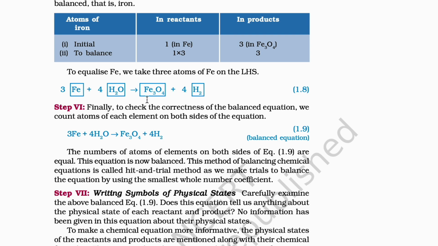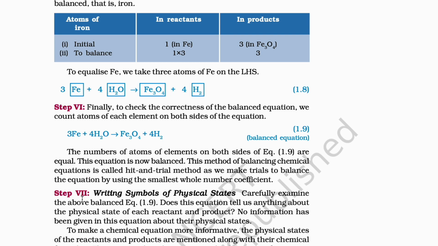Finally, to check the correctness of the balanced equation, we count atoms of each element on both sides of the equation. 3Fe + 4H2O converts to Fe3O4 + 4H2. Balanced equation. The numbers of atoms of elements on both sides of equation 1.9 are equal. This equation is now balanced. This method of balancing chemical equations is called the hit and trial method, as we make trials to balance the equation by using the smallest whole number coefficient.